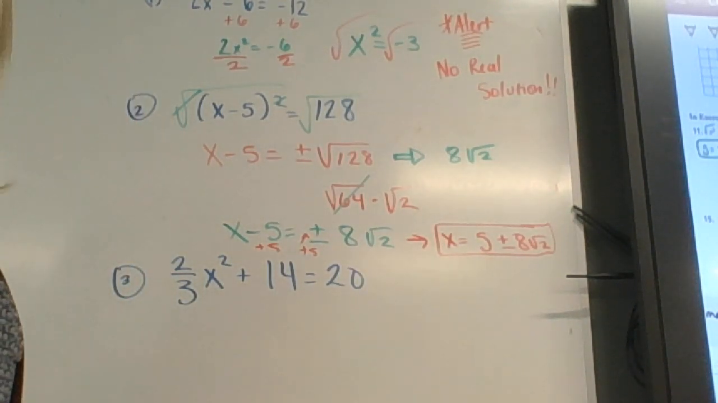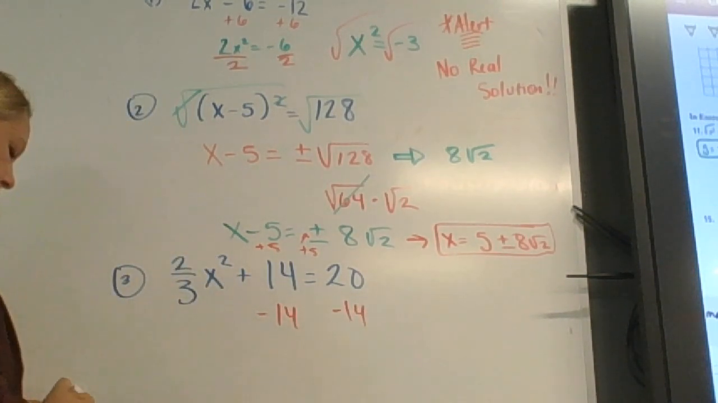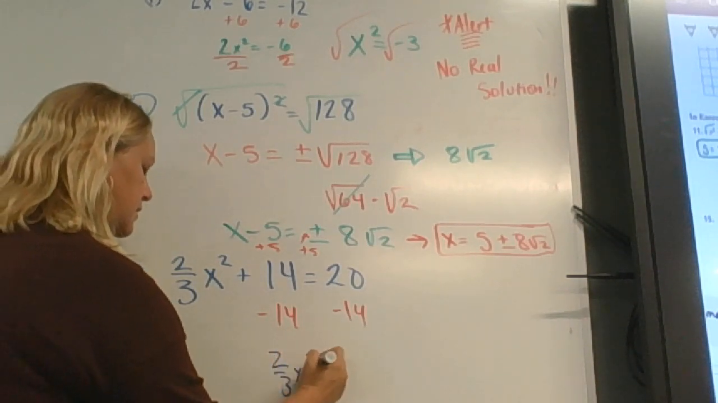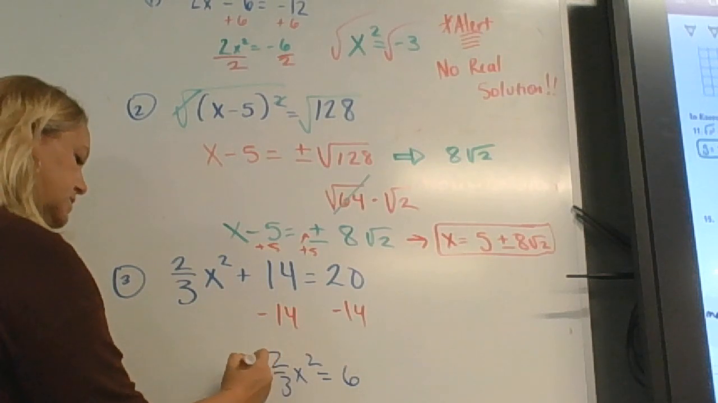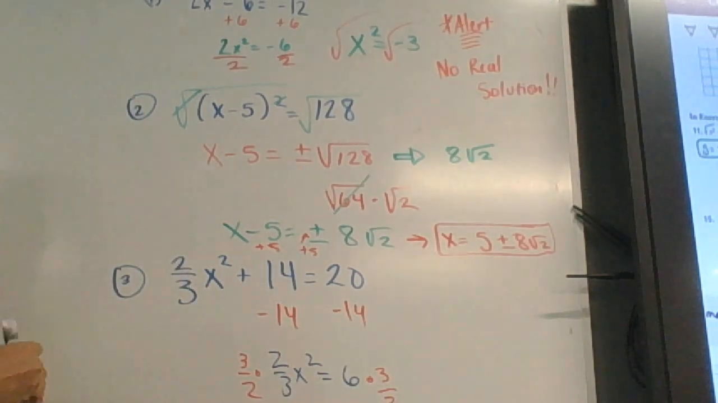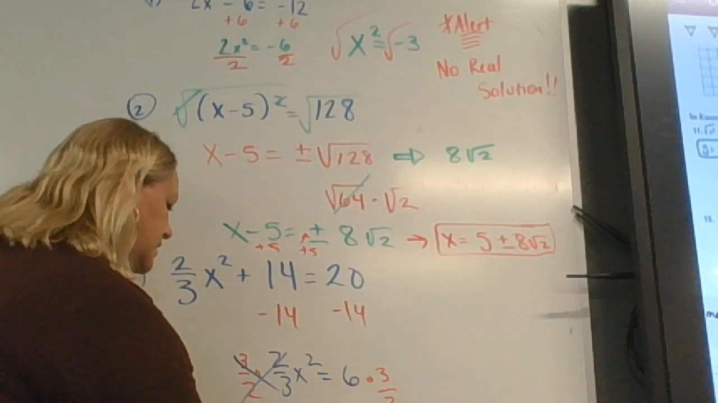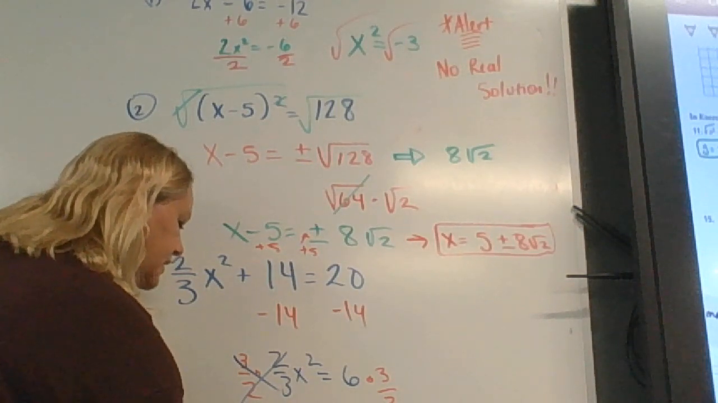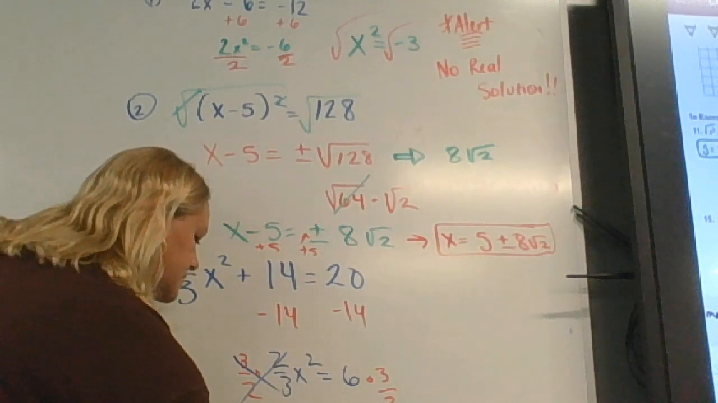All right, next one. Take away the 14. Subtraction property of equality. Multiply by the reciprocal. Thank you, reciprocal. You're actually saving me a lot of work. You work so well, reciprocal. Canceling fractions, well done. That's 18 over 2. X squared equals 9. Hit the square root. X is plus or minus 3.